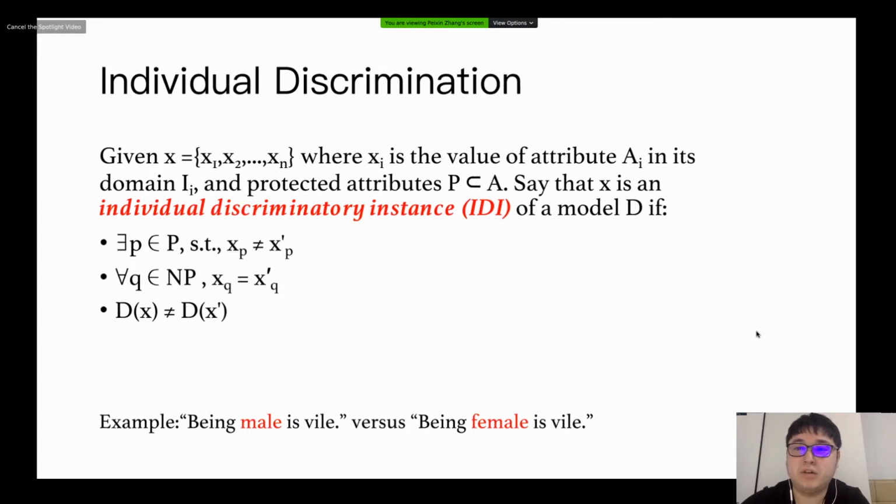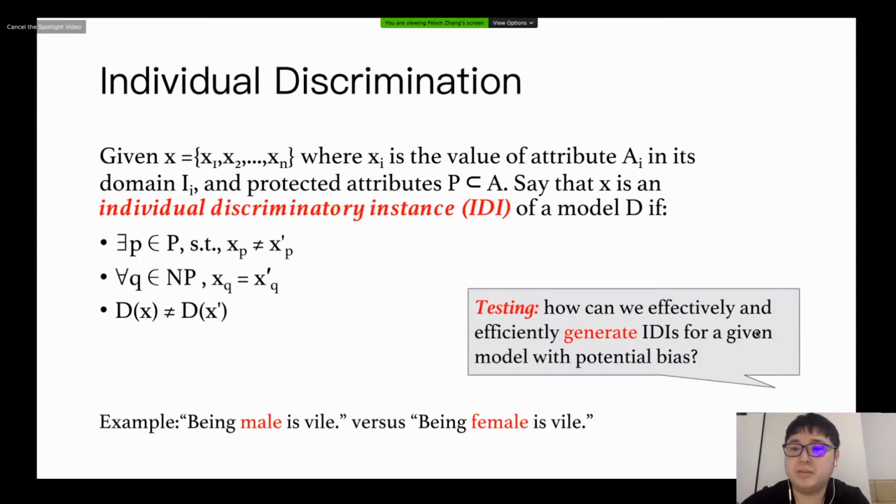For example, a toxic classifier should give the same predictions on the given examples where gender is the protected attribute. Now, the problem of fairness testing is how we can effectively and efficiently generate individual discriminatory instances for a given model.